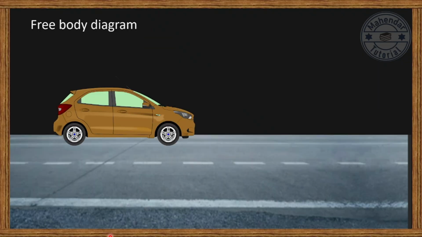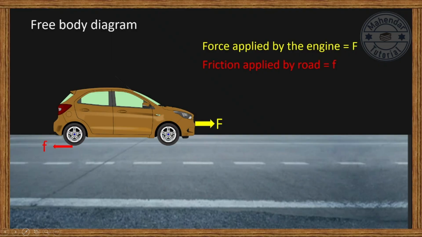Now free body diagram. How do we indicate the forces acting in a free body diagram? If you observe here, first of all, the force exerted by the engine, capital F, is towards the right. So capital F is the force applied by the engine. And there is a frictional force created between the road and the tires, and the frictional force is opposite to the motion of the object. Here the car is moving towards the right, so the frictional force acts towards the left side. So the frictional force is small f, the friction applied by the road.